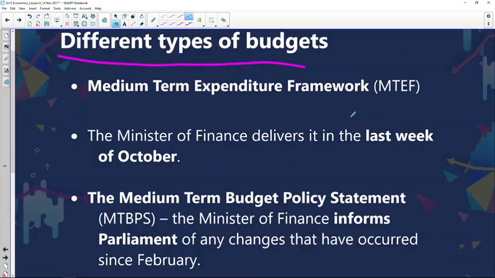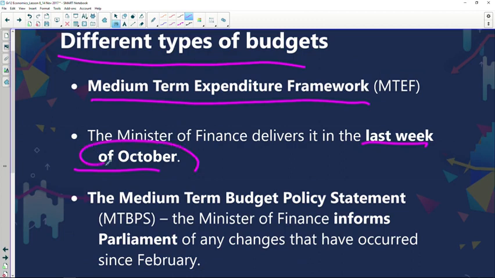So let's look at the different types of budgets. We've got a medium-term expenditure framework. The Minister of Finance delivers it in the last week of October. So it's important to know when the medium-term expenditure framework is delivered. It's delivered by the Minister of Finance in the last week of October.